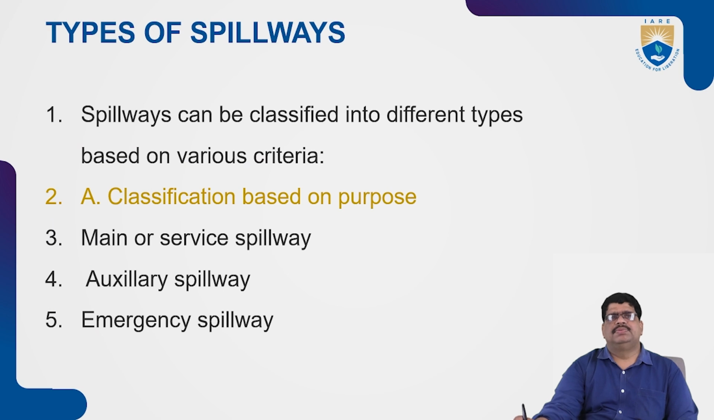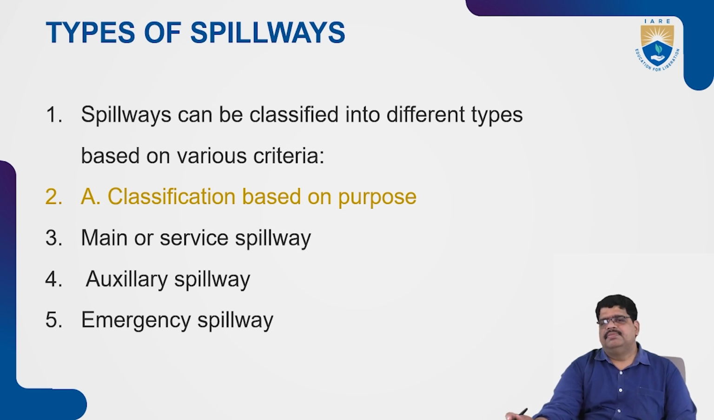Next, types of the spillway. You have to see the types of the spillway. The spillway can be constructed based on various criteria and purposes. It can be divided here. Let us see the first one, class A: classification based on the purposes.